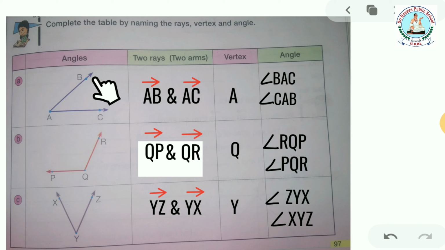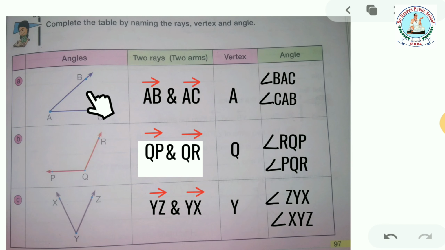So what are the rays of this angle? AB is the first ray, AC is the second ray. Rays can also be named as arms. So AB is the first arm and AC is the second arm. So AB, AC are the arms. Then what is the vertex here? Vertex is nothing but the common point for both the rays. So that's why this is called the vertex. So right now A is the vertex of this angle.